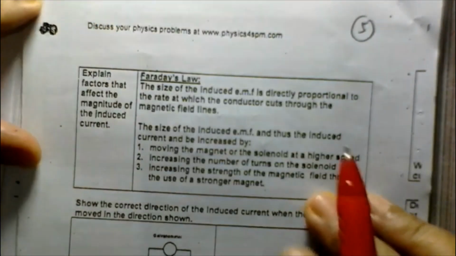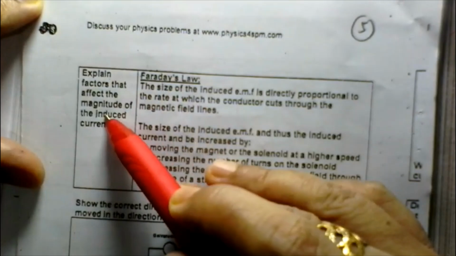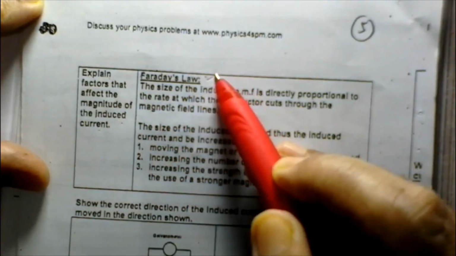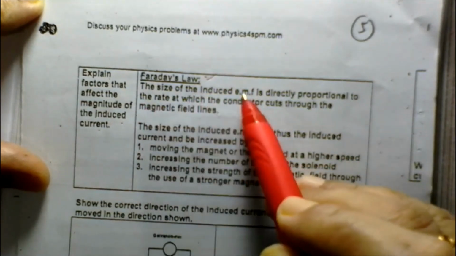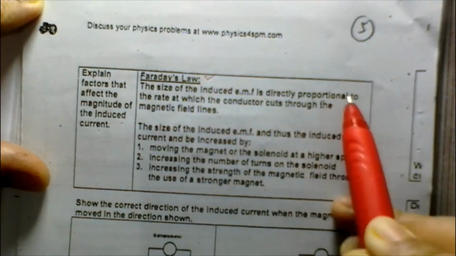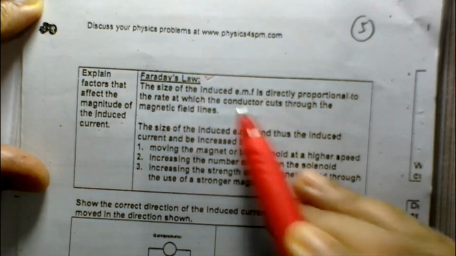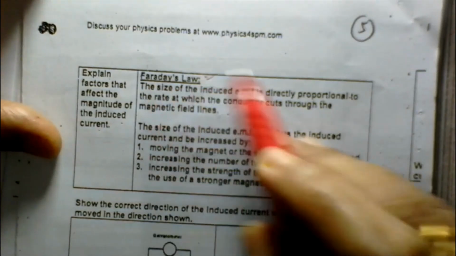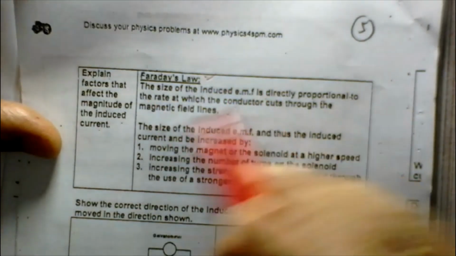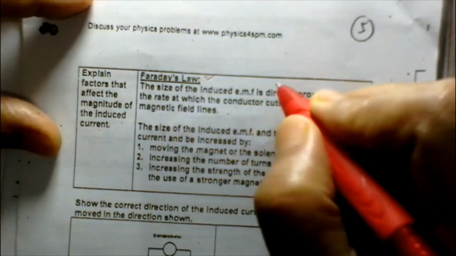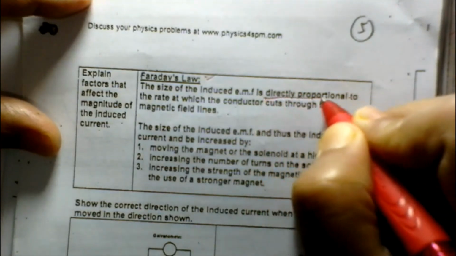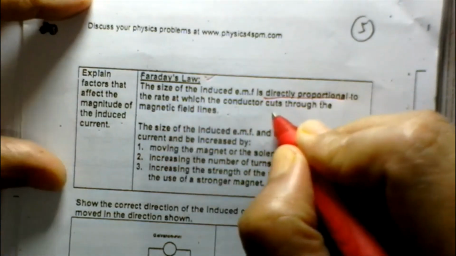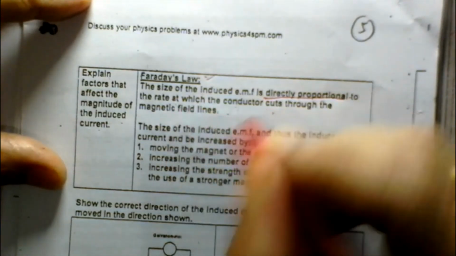Okay, that one we discussed about direction. Now we discuss the magnitude of induced current, or size of induced current. We have one law, Faraday's law. The size of the induced EMF is directly proportional to the rate at which the conductor cuts through the magnetic field lines. That means how big the induced EMF or induced current produced. So you can see here the induced EMF is directly proportional to the rate of change of magnetic flux, or rate of cutting of magnetic flux.